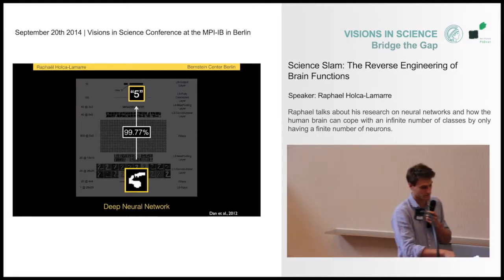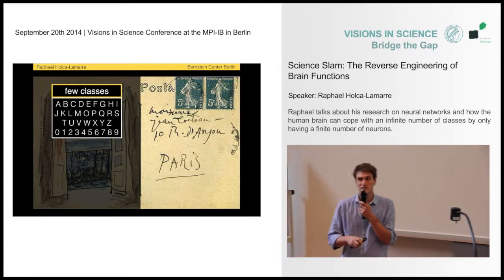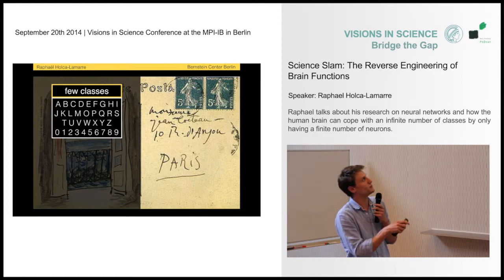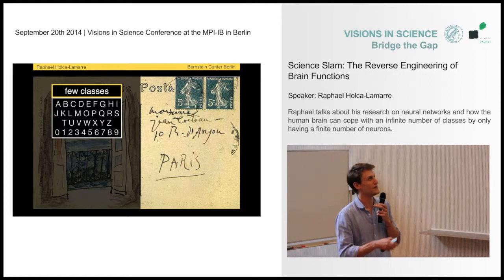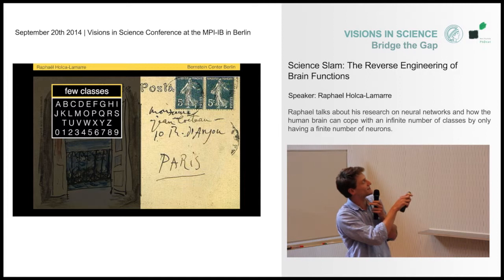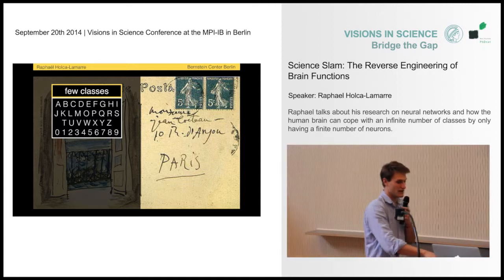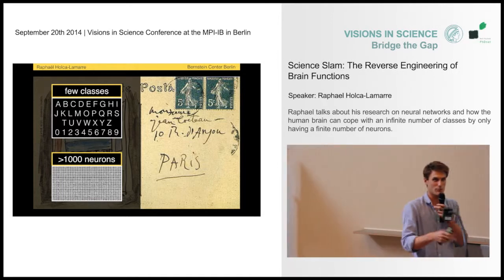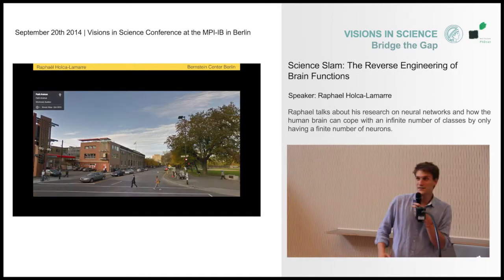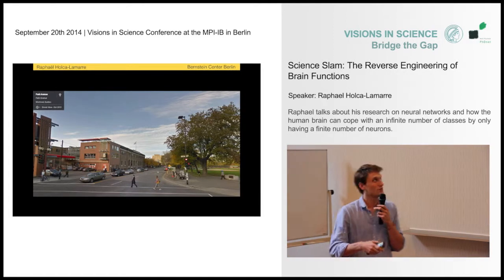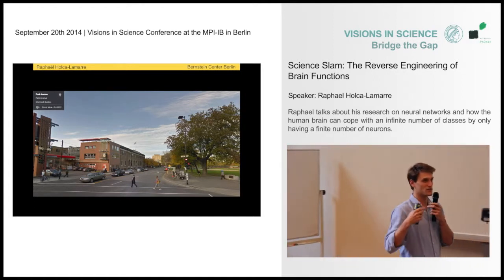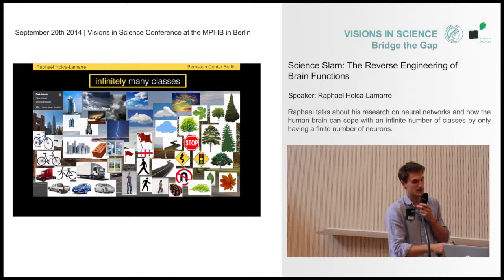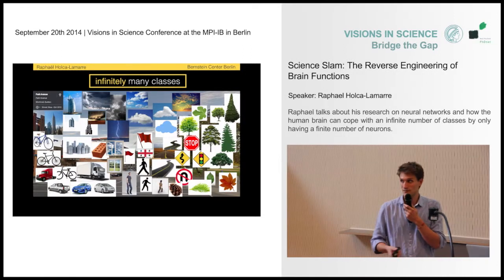Now, the problem with these algorithms is that they work well only in constrained environments, meaning that they work well only when their input can take a few distinct values or a few distinct classes like these different letters. And even with these few classes, they require thousands of neurons to work efficiently. And this is a problem in the real world environment because our world is not made of just a few classes, but is made of many different classes, and indeed of infinitely many classes.